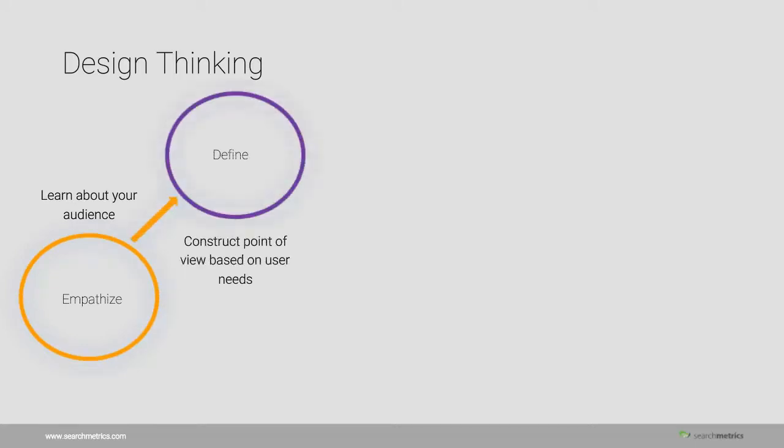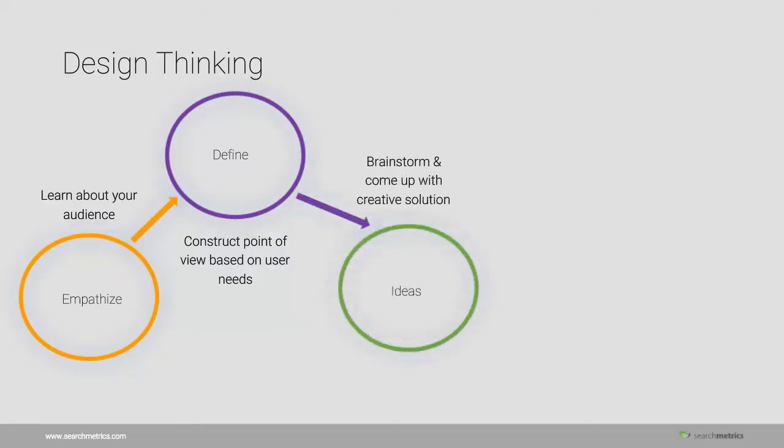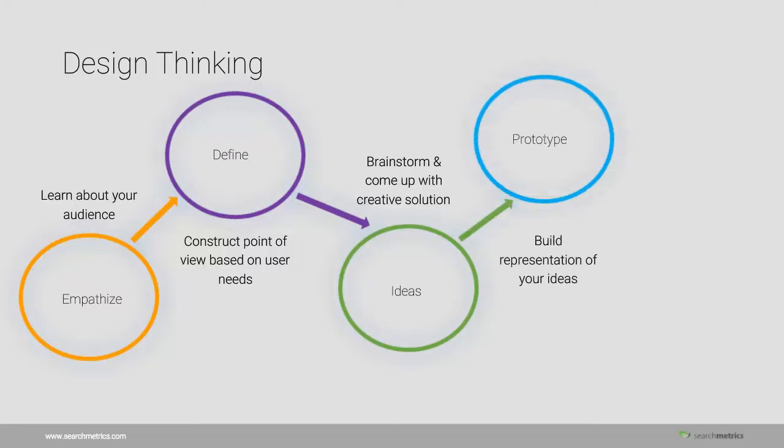It starts from empathize, or learn about your audience, as we said. Then you need to define, or construct a point of view based on user needs. Then you get to ideas. So first you empathize, define, and then you get to ideas, and you brainstorm and come up with creative solutions, which leads to prototypes. So until the fourth step, you don't create a product. This is really a complete opposite approach to what traditional companies do.